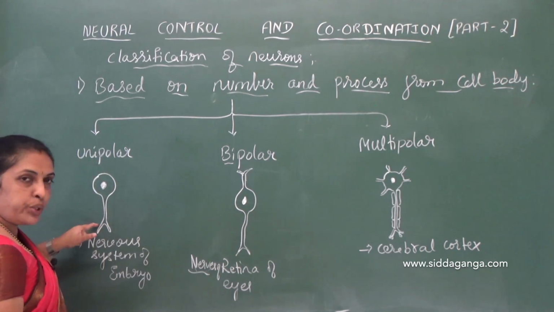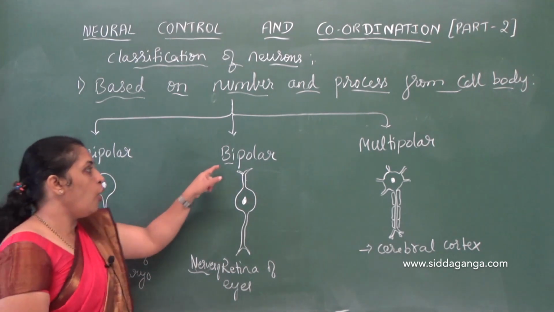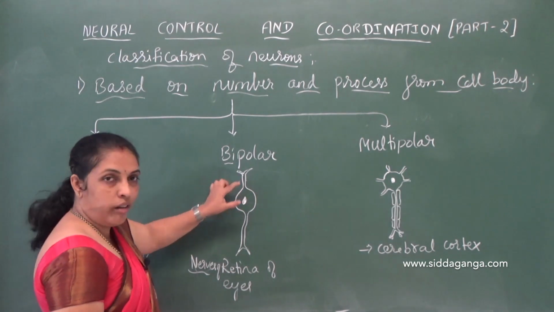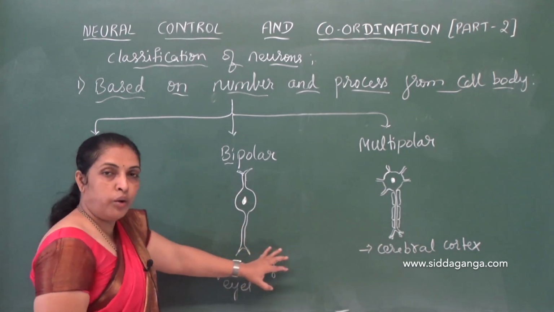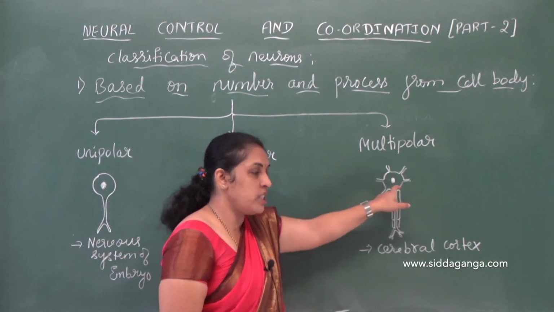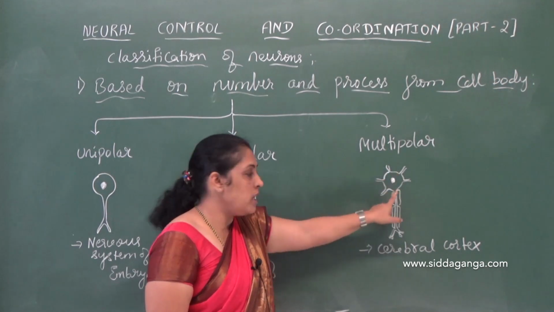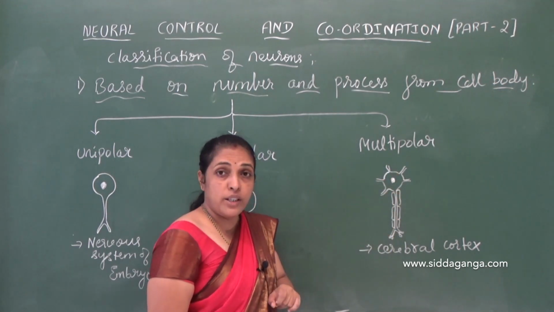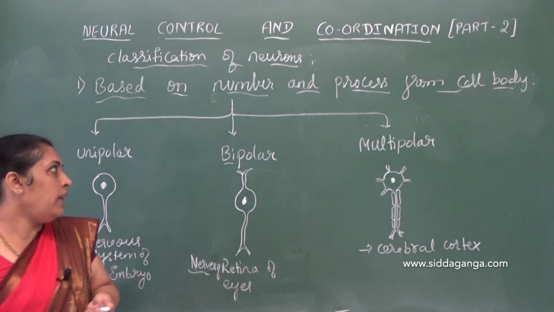Unipolar: a single process arising from the cell body, seen in the nervous system of the embryo. Bipolar: we see one dendrite and one axon arising from the cell body, seen in the nerves of the retina of the eyes. And multipolar: we see many branches arising from the cell body. The smaller branches are dendrites and one long branch is the axon, seen in the nerves of the cerebral cortex.